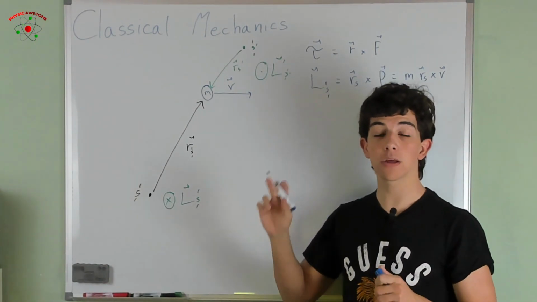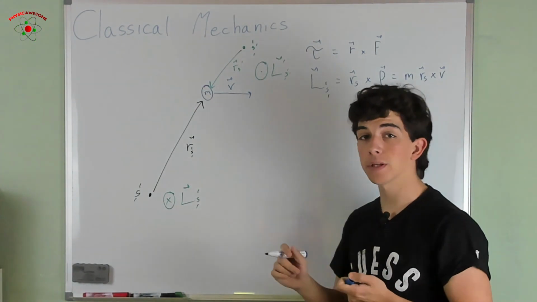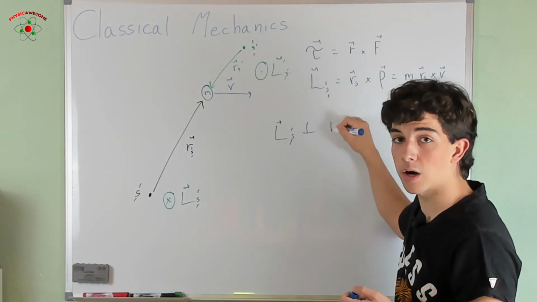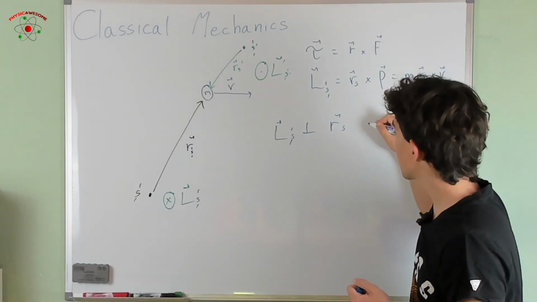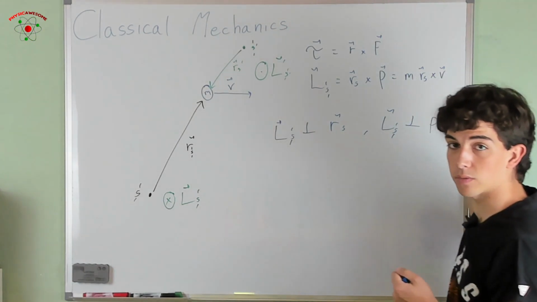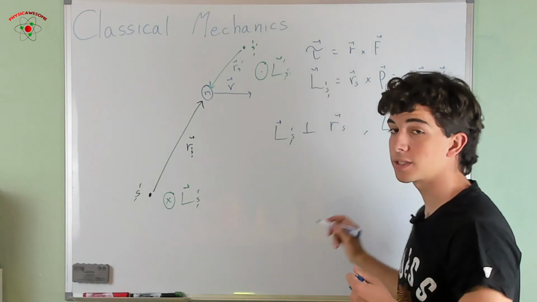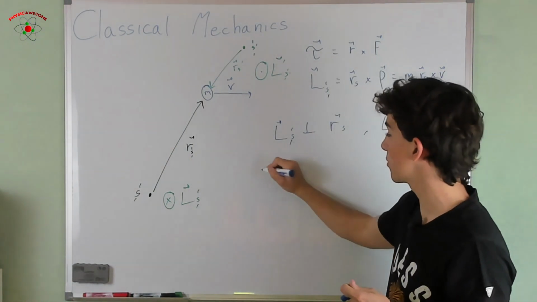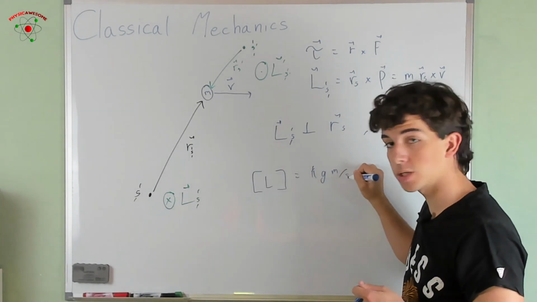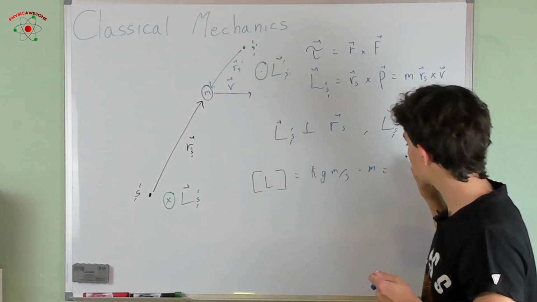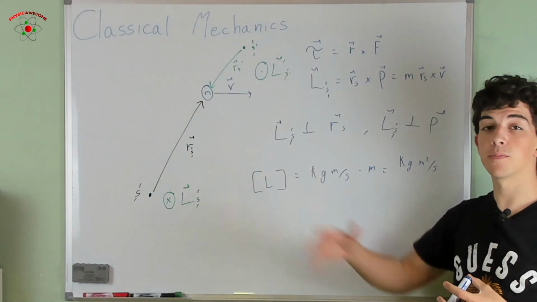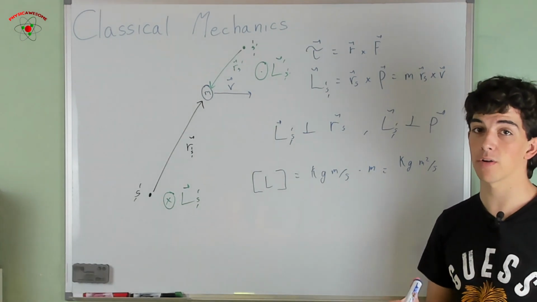Note that independently of the reference point, the angular momentum is always going to be perpendicular to the vector r_s, and it's also going to be perpendicular to the momentum vector. Moreover, if we examine the units of this quantity, angular momentum, we're going to find that it is equal to kilograms meters per second times meter, which equals kilograms meters squared per second. And those are some of the most important things you need to know about angular momentum.